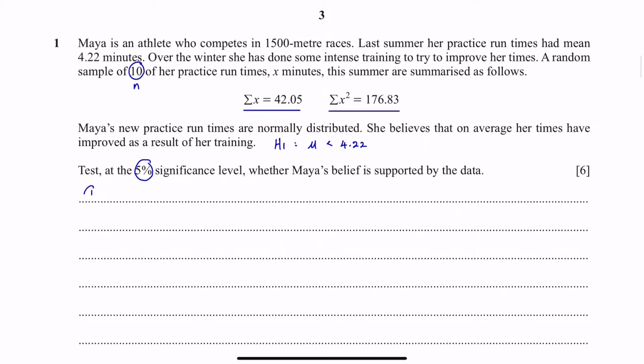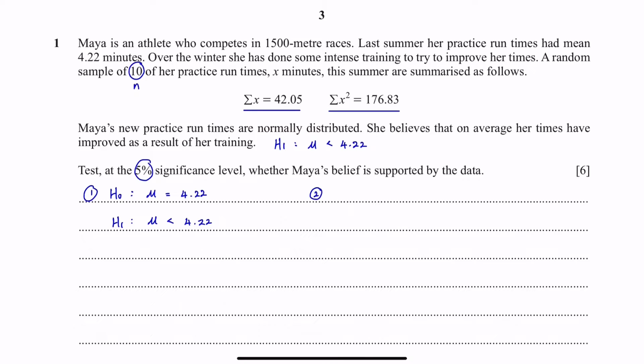So first step, we would write down the null hypothesis and the alternate hypothesis. So null hypothesis, we have mu equals 4.22, and alternate hypothesis, we have mu less than 4.22.